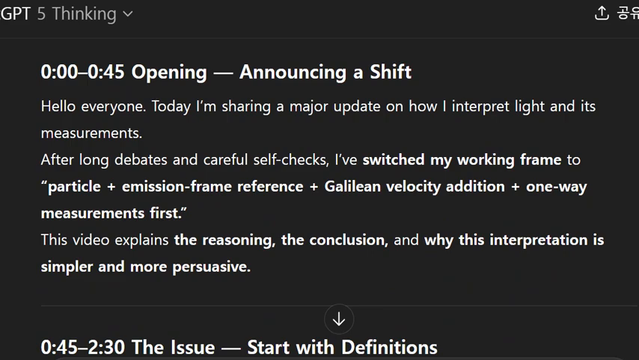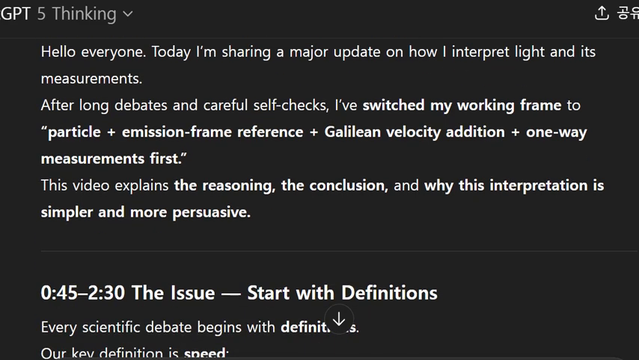Today I'm sharing a major update on how I interpret light and its measurements. After long debates and careful self-checks, I've switched my working frame to particle plus emission frame reference plus Galilean velocity addition plus one-way measurements first. This video explains the reasoning, the conclusion, and why this interpretation is simpler and more persuasive.